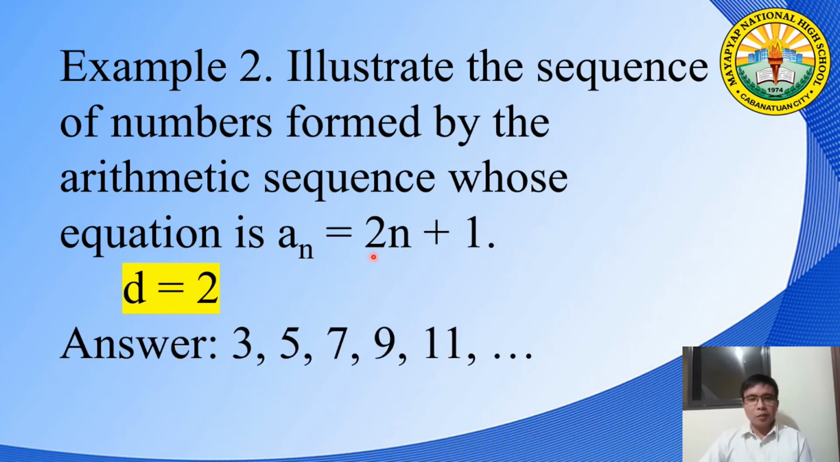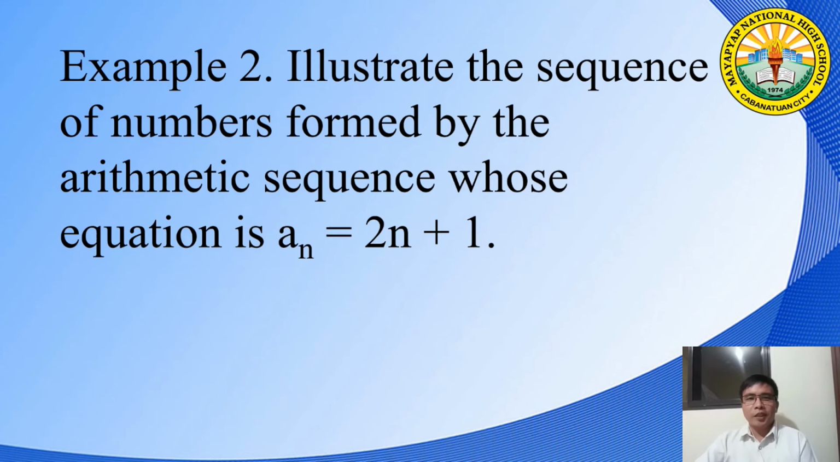The number 2 beside n in this equation will be the common difference. Finally, we got the correct answer. Our answer should start at 3. 3 plus 2 is 5. 5 plus 2 is 7. 7 plus 2 is 9. 9 plus 2 is 11. And so on. Easy. But wait, there is one another solution.